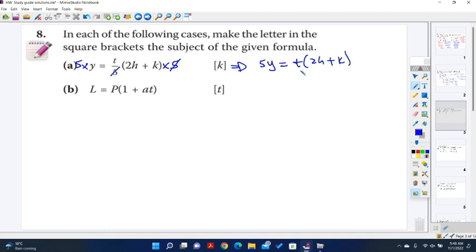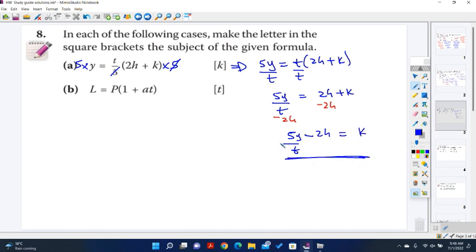I'm trying to isolate the k, so I'll divide by t, and I'll have 5y divided by t equals 2h plus k. I still need to isolate the k, so take the 2h away. I'm just going to subtract 2h on both sides. So that my final answer is 5y out of t minus 2h equals k. And I have isolated k.